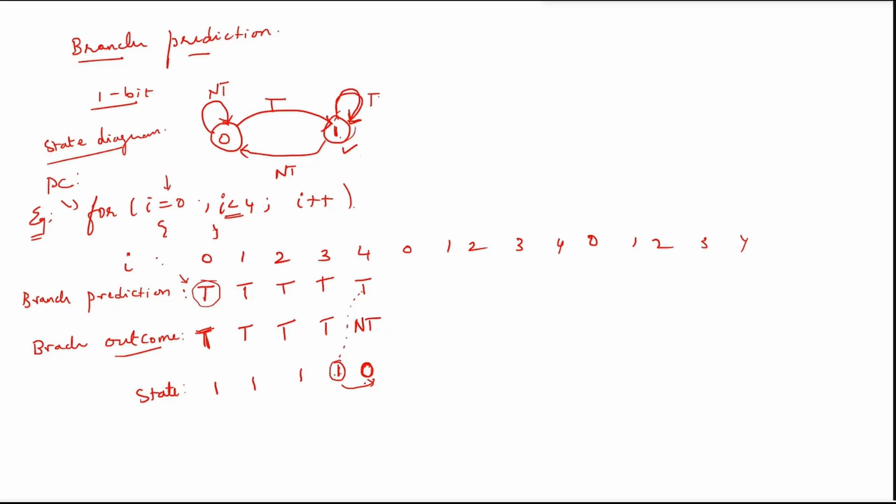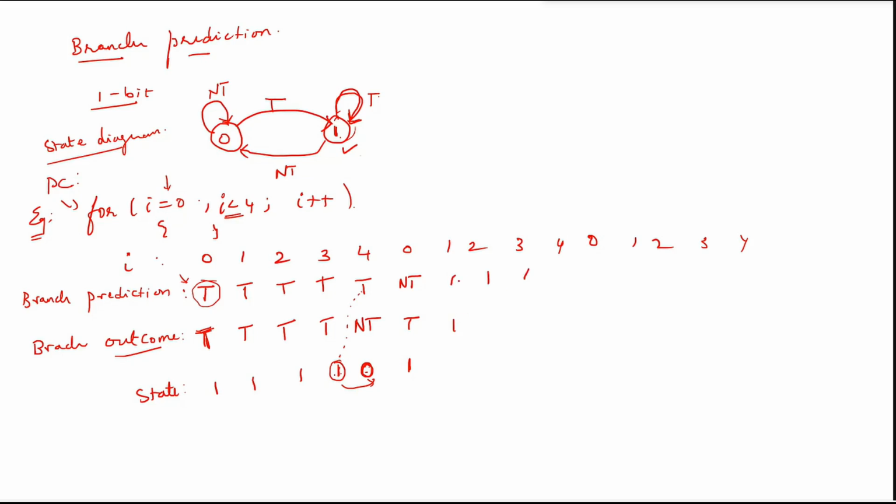Already the branch is what? It is not taken because it is in state 0. So it thinks it is not taken. But actually what is happening? The actual branch outcome is taken. So now from state 0 it will move to state 1. Understood? So then again it will be correct.